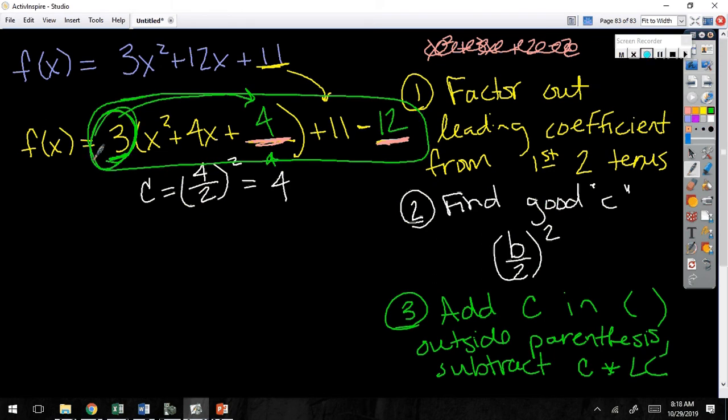Whatever this is, times by what you put in there. What's what? The leading coefficient, that number out front.